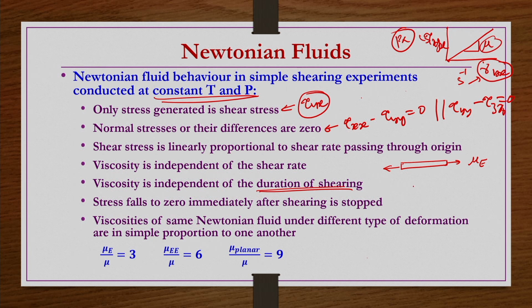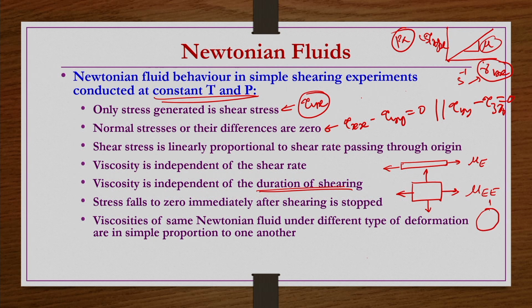The same Newtonian fluid you take and do the elongation experiment in two directions, bidirectional, like this. Then whatever the viscosity is, it is going to be different because it is not a shearing experiment, it is an elongational experiment. That viscosity we call, let us say, mu double e. Similarly, if you do a planar elongation like this, the viscosity is mu planar, because it is not a shearing experiment, it is a deformation because of the elongation.